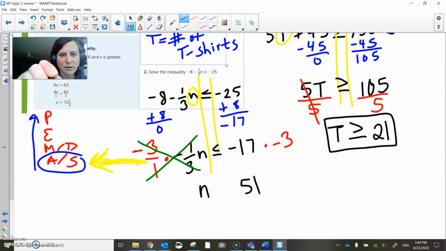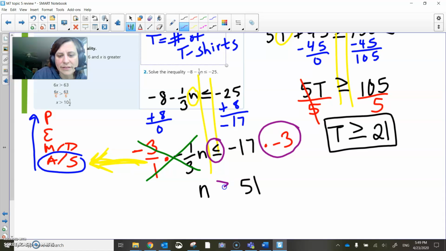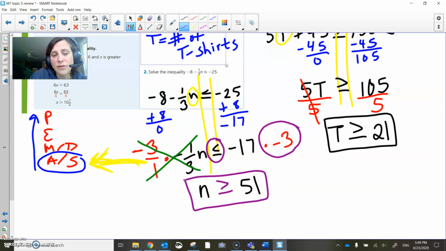Here's the tricky part. Because the number we multiplied by was a negative, that means this symbol has to flip. And remember, if you're super confused about why it flips when this number happens to be a negative, watch that other video. It's only when you're multiplying and dividing, and it's only when it's negative. The fact that that 17 was negative makes no difference. It's that red -3 that makes the difference. That's it for this one.